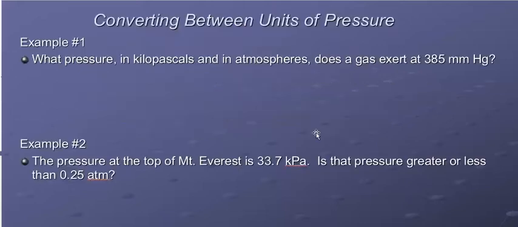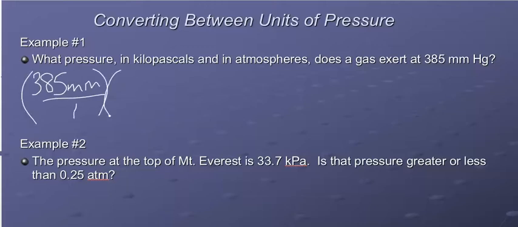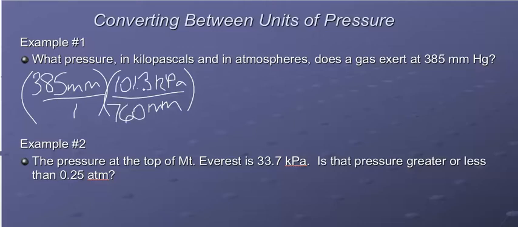Let's look at a couple examples. I have a gas that's at 385 millimeters of mercury. I want to convert 385 millimeters to kilopascals and atmospheres. Let's first go to kilopascals. Go back to your unit conversions. There are 760 millimeters for every 101.3 kilopascals. So in kilopascals, 51.3 kPa.